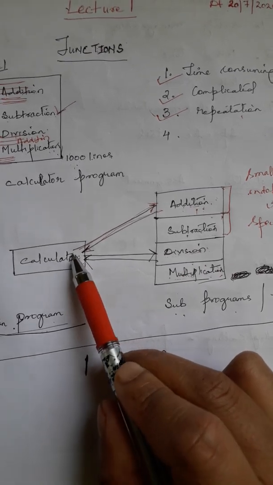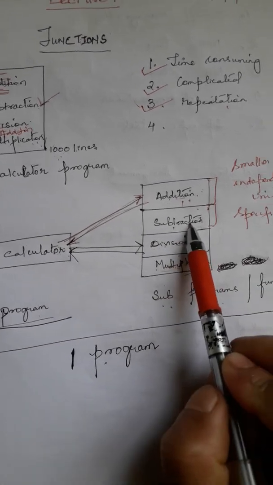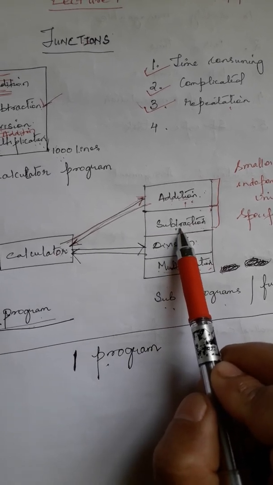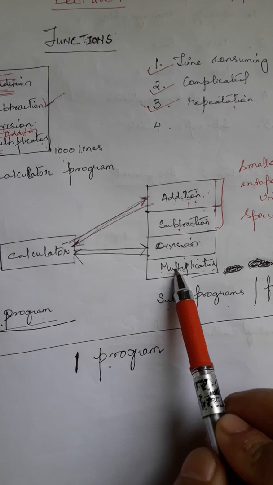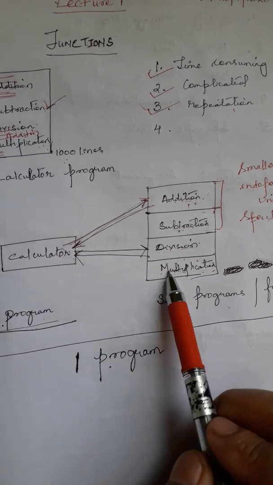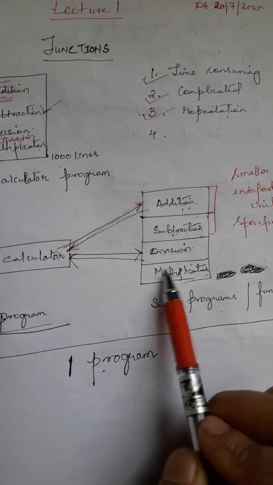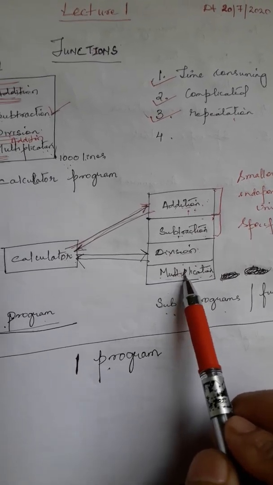In this case, unless a user wants to subtract a number, this will not be interpreted by the interpreter. Unless the user wants to multiply any number, your calculator will not connect this. That means your interpreter will not interpret any of the lines that have been written inside this coding.